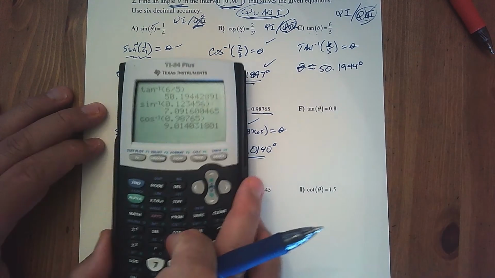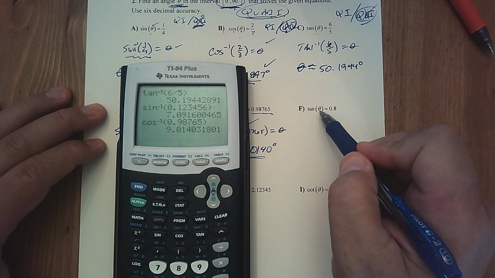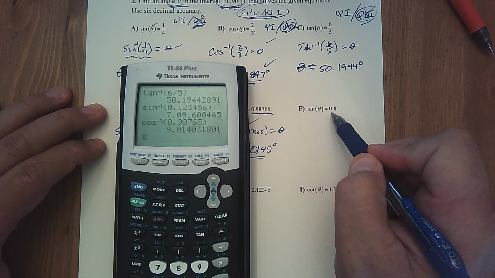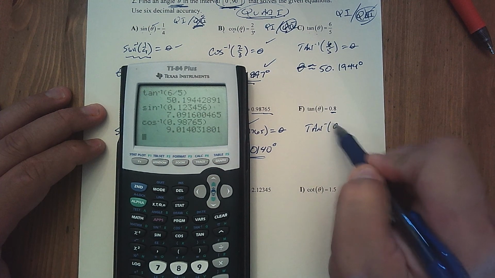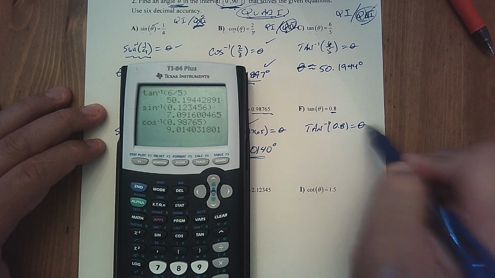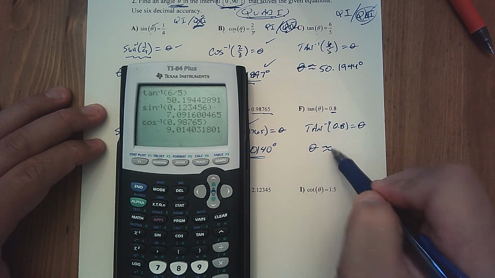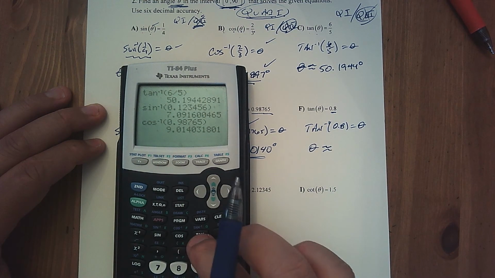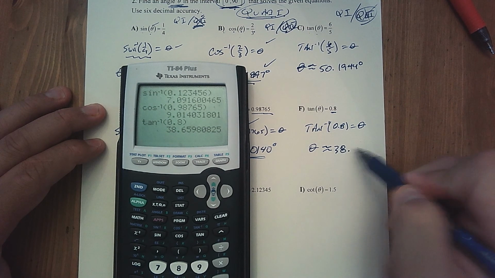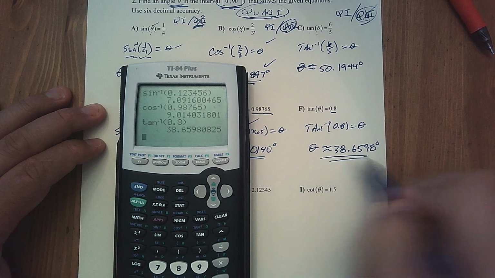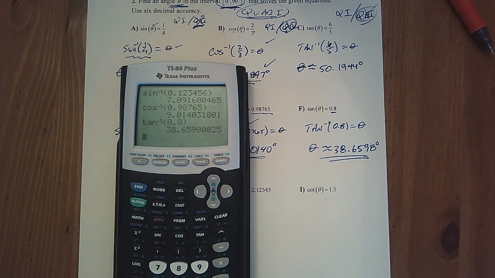One more time. Let me move this over here. Again, if the input of tangent creates the decimal 0.8, then the inverse tangent of 0.8 is going to give us the theta we're looking for. So the estimated answer, the inverse tangent of 0.8, close parentheses, enter. It looks like it's 38.6598 degrees.